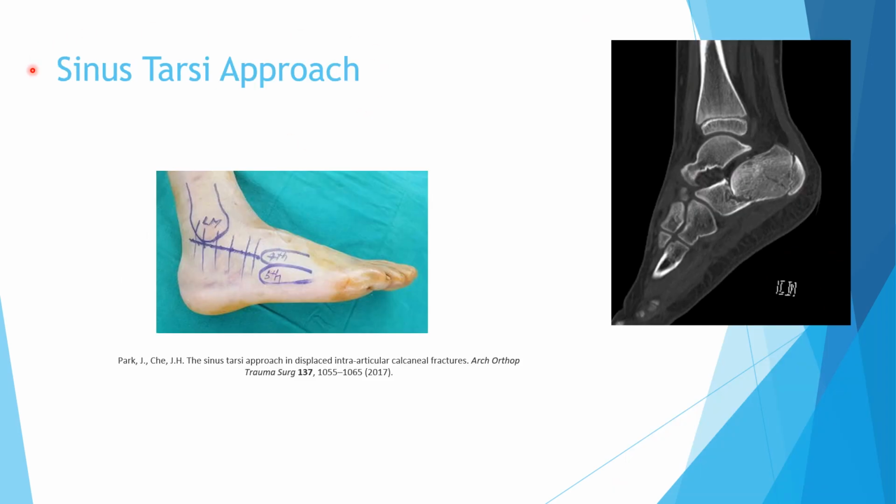So the sinus tarsi approach, basically you go from the tip of the fibula to the base of the fourth metatarsal in a straight line. It does not have to be a small incision. You can go all the way from here to here. The idea of the sinus tarsi is not that it's a small incision. The idea is that you don't raise a flap. That's very important, and that's what you need to keep in mind.